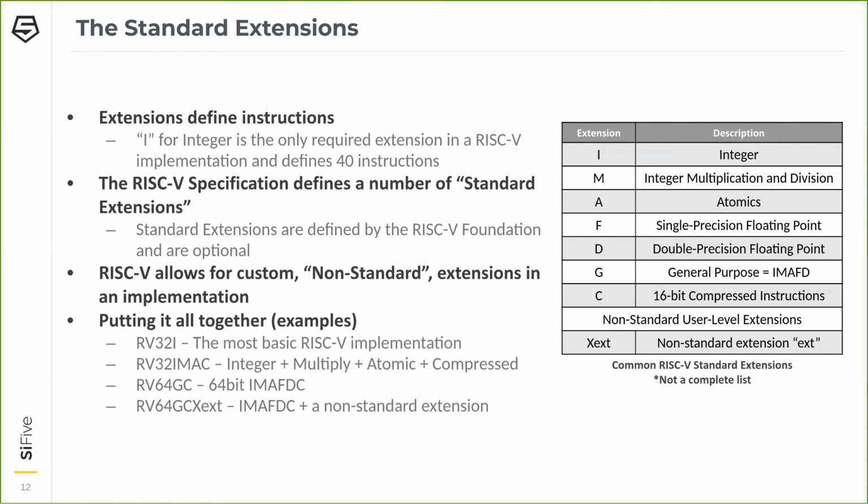And you have RV32IMAC, which implements the integer multiplied, atomic, and compressed extensions. RV64GC, which would be the 64-bit I, M, A, F, D, and C extensions. And then I have a non-standard extension example as well.